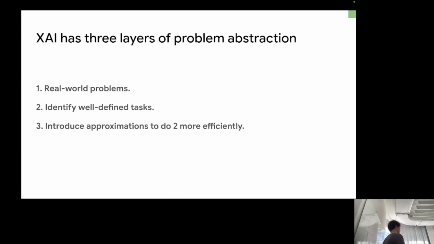So let's come back to these 3 layers of abstraction for XAI. You first start from some real world problem, right? And then, based on the components of this problem, you identify the component which is more well-defined and maybe quantifiable. And then 3 is typically when you do XAI: the second stage is super expensive, like having to retrain the whole model. So you come up with an approximation of that, and then make sure that the approximation is precise enough and efficient.